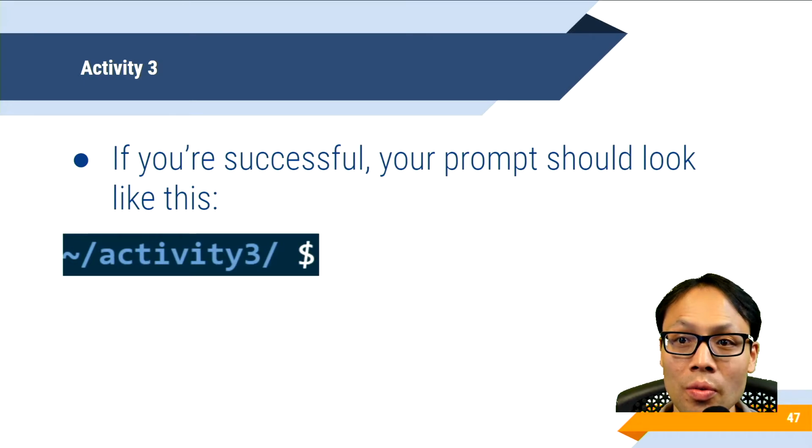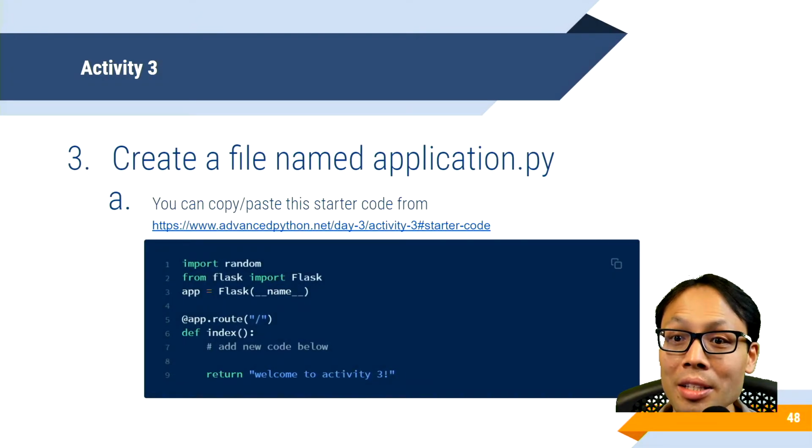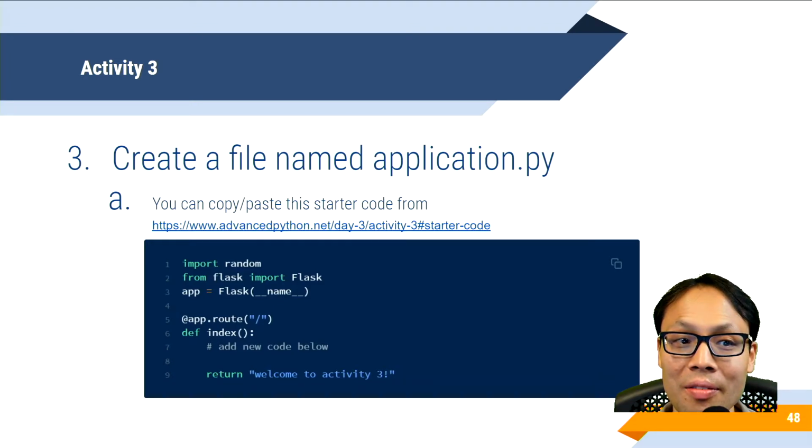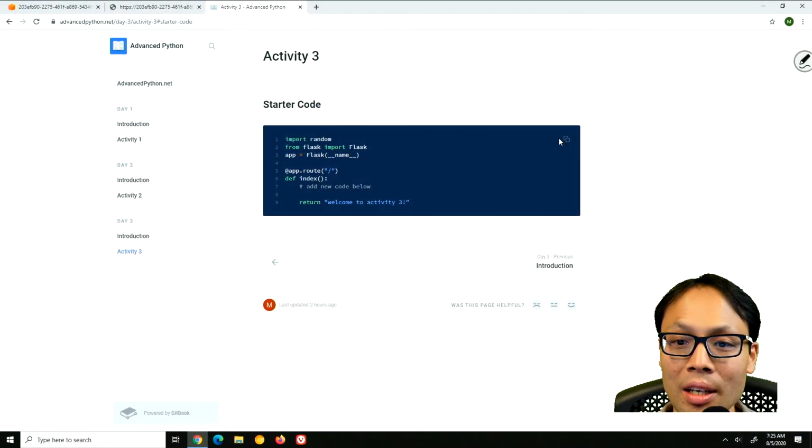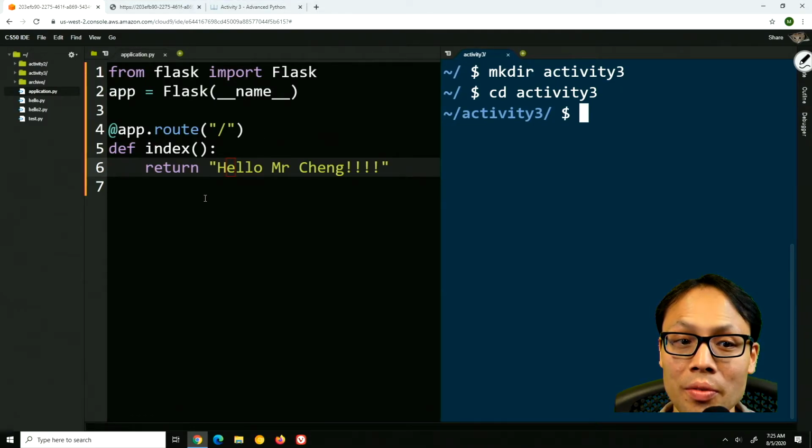Alright, so again, if you're successful with getting into the activity 3 directory, your prompt will look something like this, as we've seen. Next up, I want you to create a file named application.py. To make your life a little bit easier, I've given you some starter code on our website, advancedpython.net. So just go ahead and click on that link there, and you'll see the code right over here. Go ahead and click on the copy button, which is right over here. So just copy that code there, and then go back into your CS50 IDE.